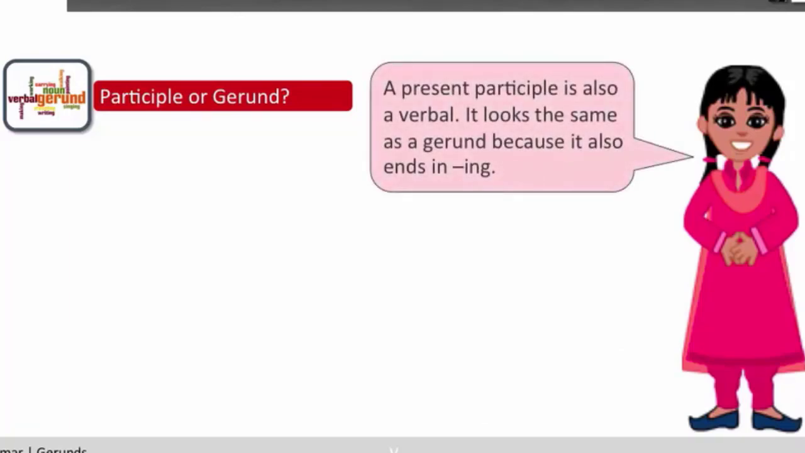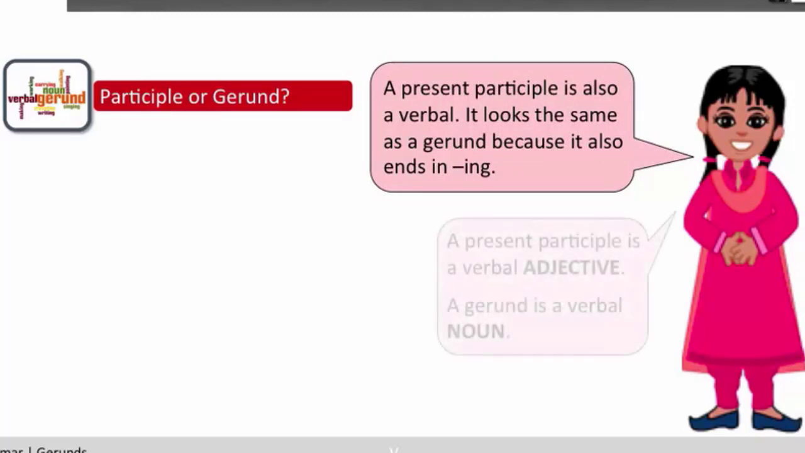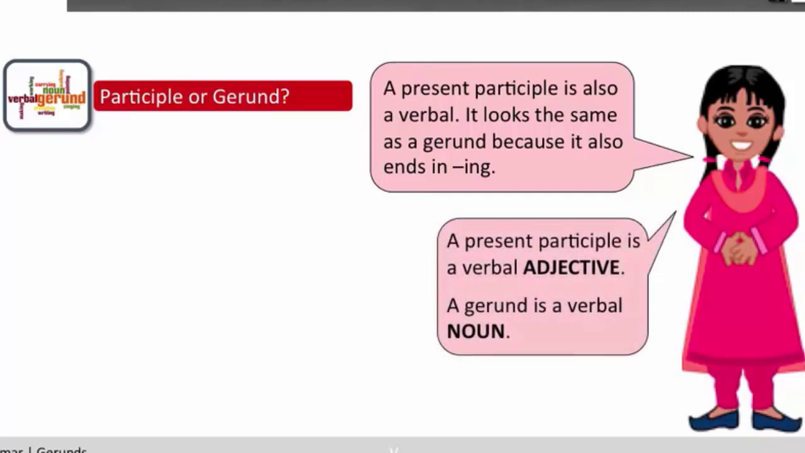A present participle is also a verbal. It looks the same as a gerund because it also ends in ing. A present participle is a verbal adjective. A gerund is a verbal noun.